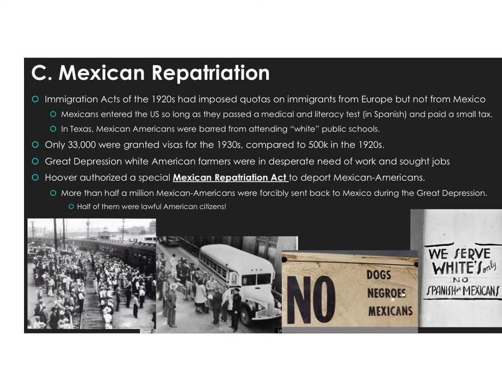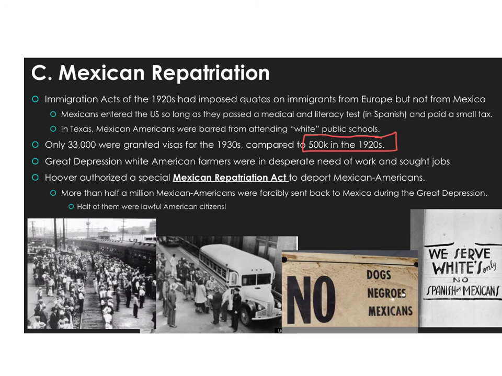Essentially, at this point in history, there are no laws. So if you could pay a small tax, pass a health inspection, and a literacy test that was in Spanish, you could come to America on a visa. As a matter of fact, in the 1920s, 500,000 Latin Americans are going to come to America and get visas and work. All right, and there's millions already in America at the time.